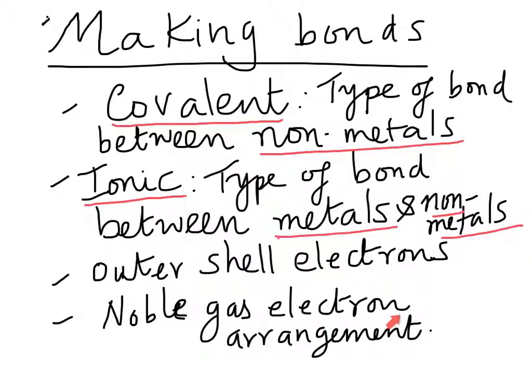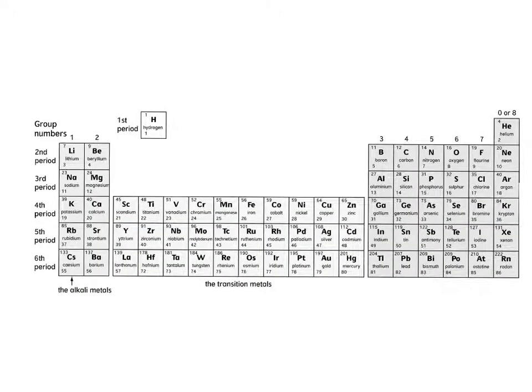Noble gas electronic arrangement. As we have already seen, noble gases such as helium, neon, argon and krypton all have a full outer shell. We will have a quick look at where these noble gases are in the periodic table, what we mean by noble gas electron arrangement, and how that makes them very stable. Let's have a look at the periodic table quickly before we move on to covalent bonding.